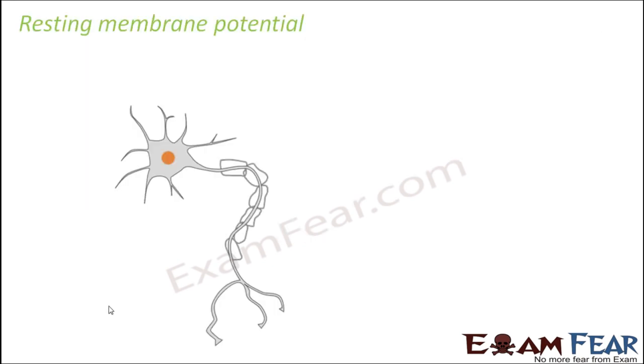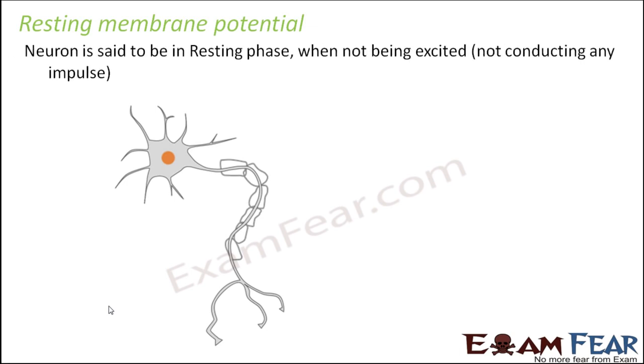Let us talk about the resting membrane potential. As I said, even when the neuron is resting, that is, the neuron is not doing any work, even at that time there is a potential difference which exists across the neuron, and that is known as the resting membrane potential.